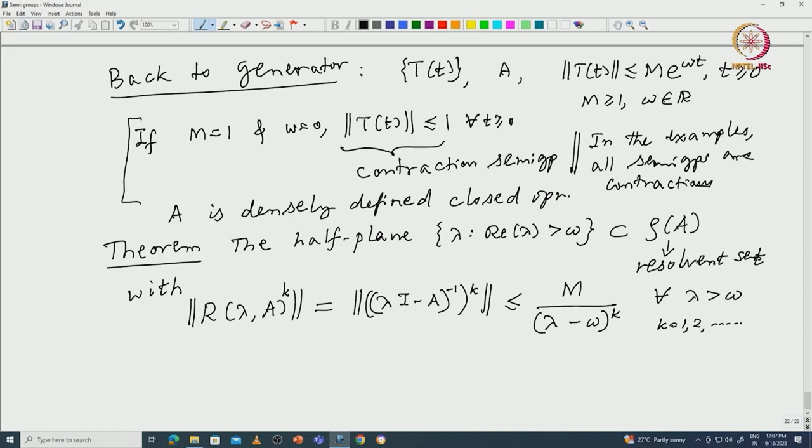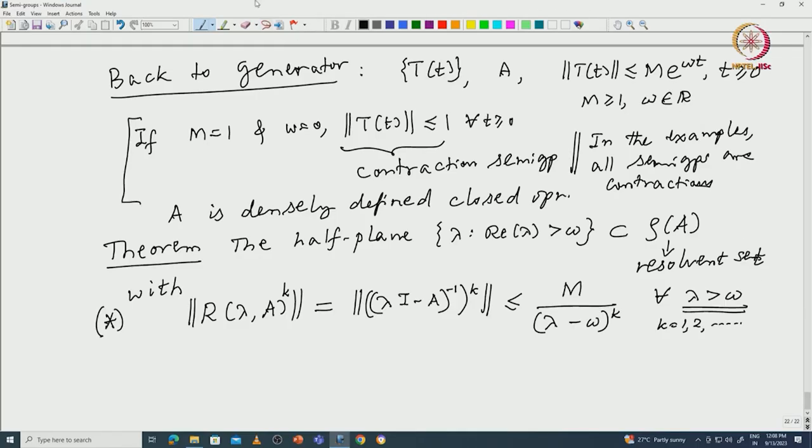Let me call this star. Of course, I can put a complex lambda here, but for the Hille-Yosida theorem it is sufficient to take only real lambda. That is one advantage. So I am just stating it for real lambda bigger than omega. This is what I was saying from the beginning, that the operator should have a large resolvent set. Here, an entire half plane is in the resolvent set.